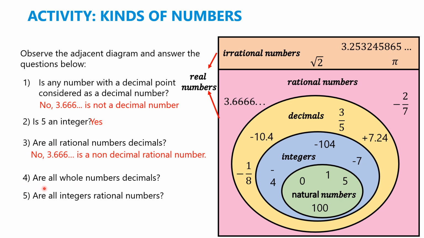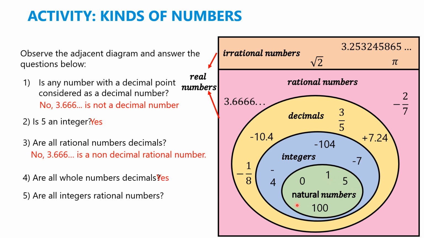4. Are all whole numbers decimals? Look at the whole numbers here with the natural numbers. Are all of them decimals? If you look at them, you can say no, they are not decimal numbers because they don't have a decimal point. But don't forget, I can write 5.0, 1.0, 100.0.